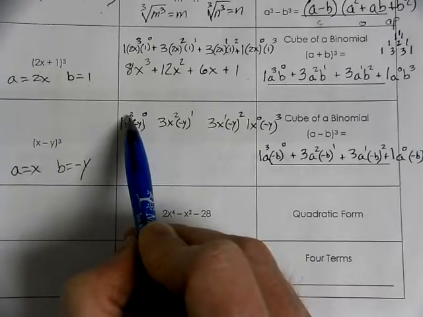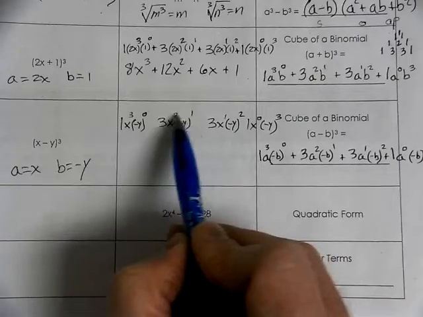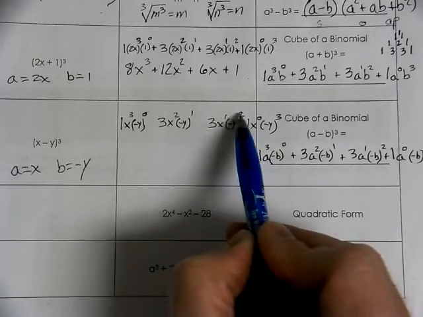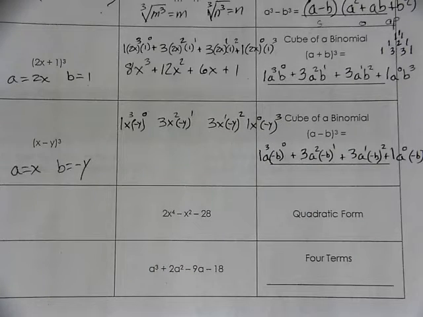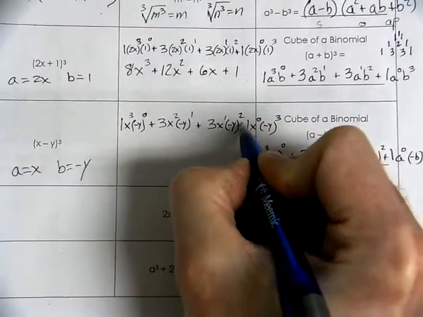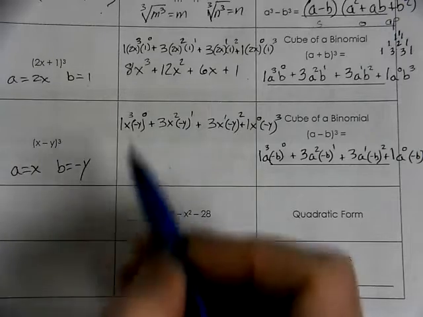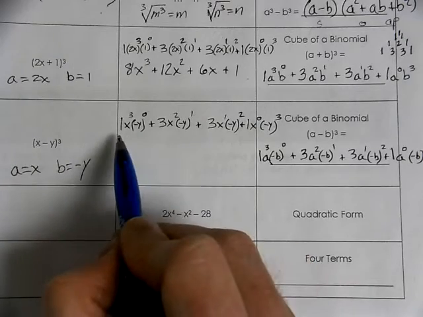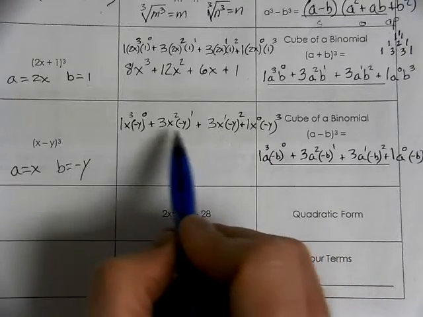Notice that the sum of the exponents, 3 plus 0, that's 3. 2 plus 1, that's 3. 1 plus 2, that's 3. 0 plus 3, that's 3. And we put pluses in between each one. Notice there is not a plus in between the x and the y. It's just in between each group.